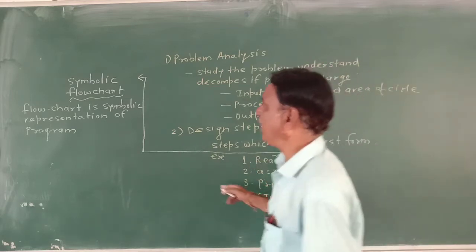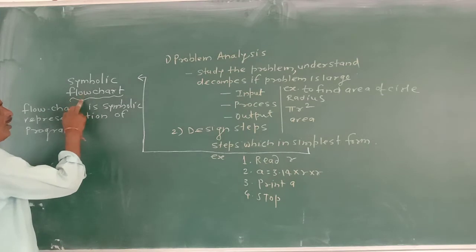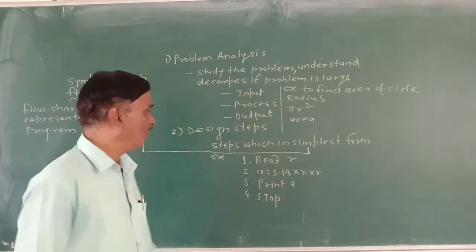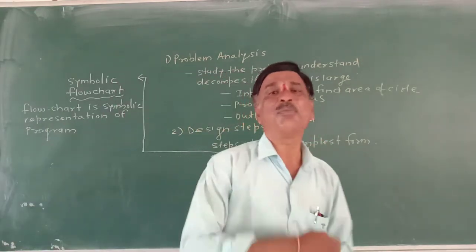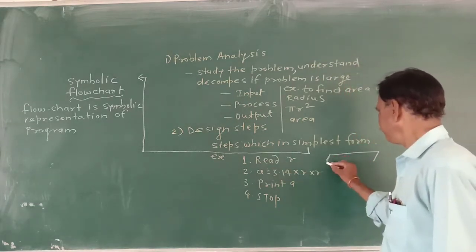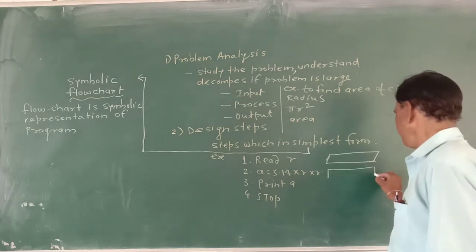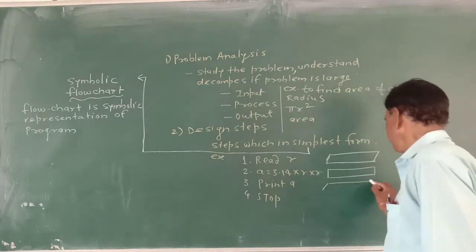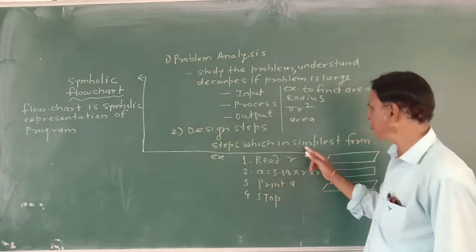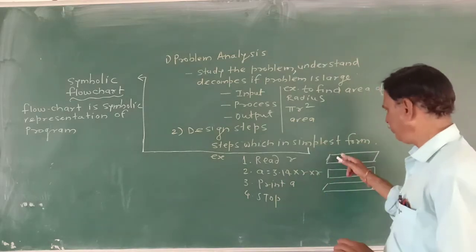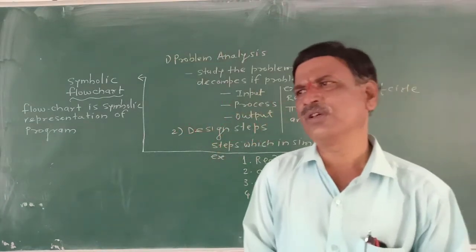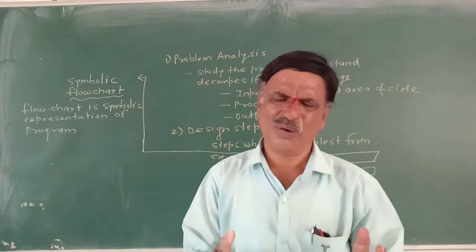Similarly, if these steps are written in symbolic form, then it is called a flowchart. Thus, a flowchart is a symbolic representation of a program. So we must study the symbols. For input, say read, there is an input box. For process, there is a process box. For output, there is an output box. And there is a start and end symbol. So instead of instructions in simplest form, that is text, if symbolic instructions are there, then they can be understood very easily because symbols are more than text.